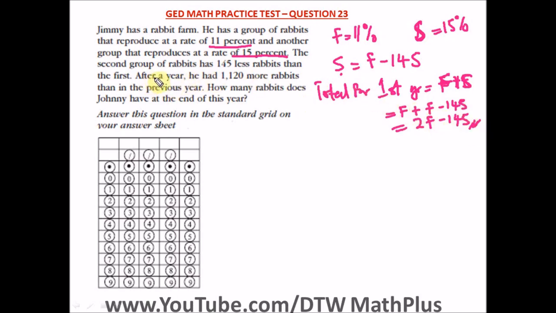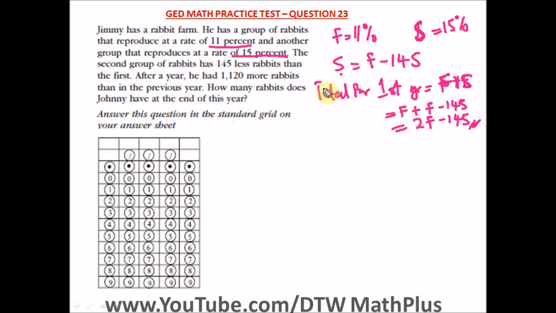Now he said that after a year he had 1,120 more rabbits than in the previous year. So we have to interpret this. We have to find how many rabbits were produced from the first group and how many from the second group, using the amount he had the first year, because it says after a year. The previous year is the year we are in now. From this question you can see that we're just playing around with two years: a year, then after that year, another year.